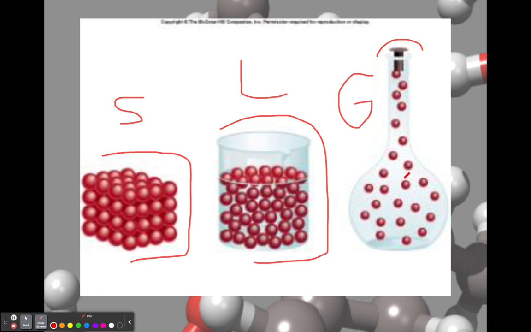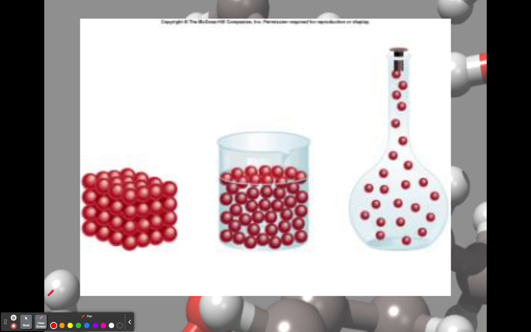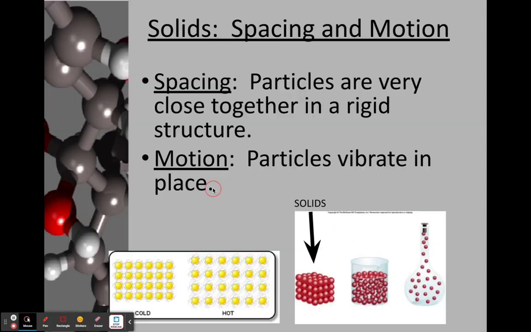So by the time we're finished, if I said to you, could you draw a model of a solid? Hopefully you'd be able to draw this. If I asked you to draw a model of a liquid, hopefully you'd be able to draw this, and a model of a gas. All right, so here we go. Let's clear the screen and let's go back there and let's go.